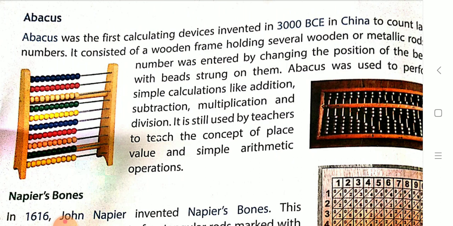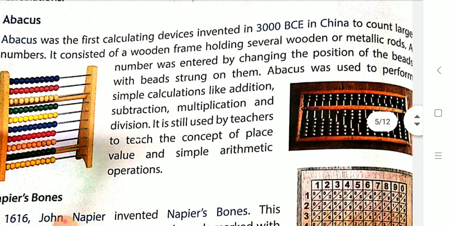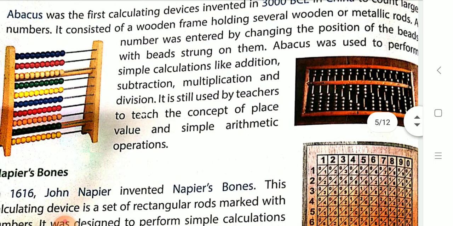Abacus was the first calculating device. It was invented in 300 BC in China to count large numbers. It consists of a wooden frame holding several wooden or metallic rods. The other name, in our language, is called Manka Godi.